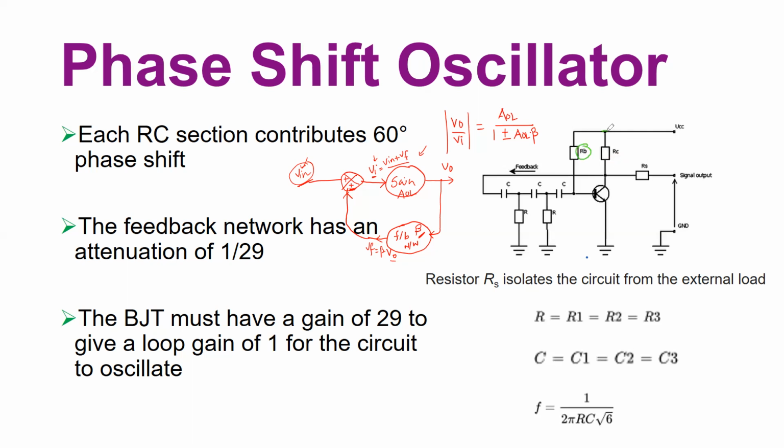RB is used to bias the transistor in an active region, so that it can be used as a small signal amplifier. This is the DC power, VCC, and that's it. You have this circuit acting as your small signal amplifier.